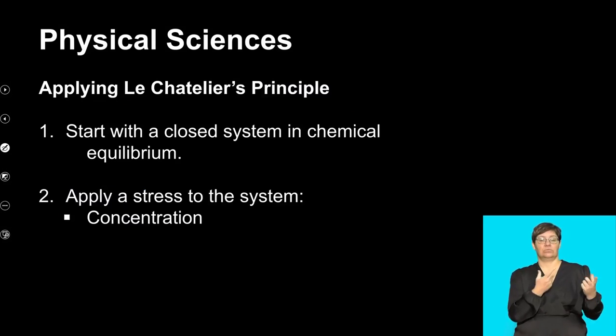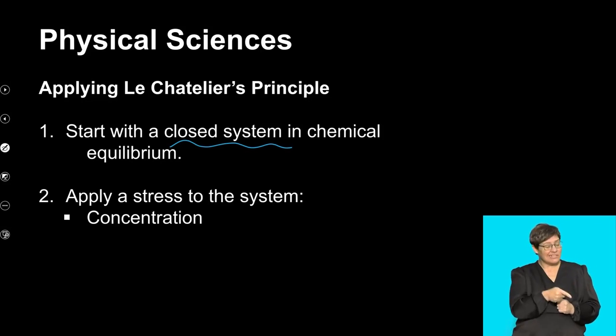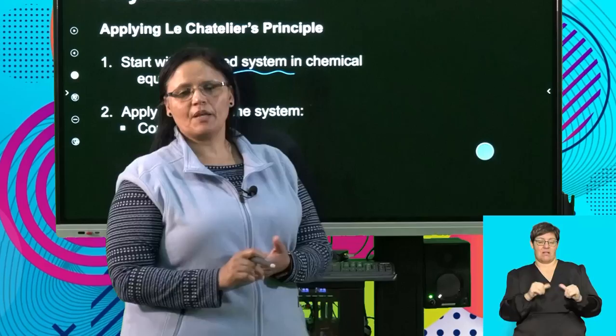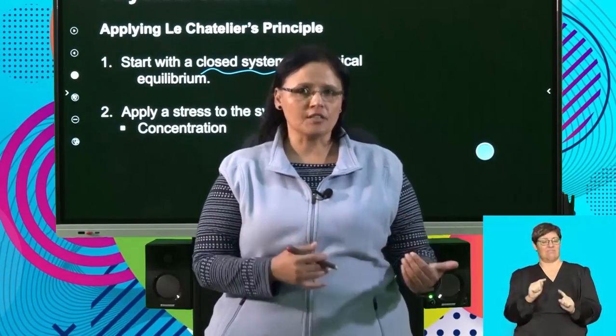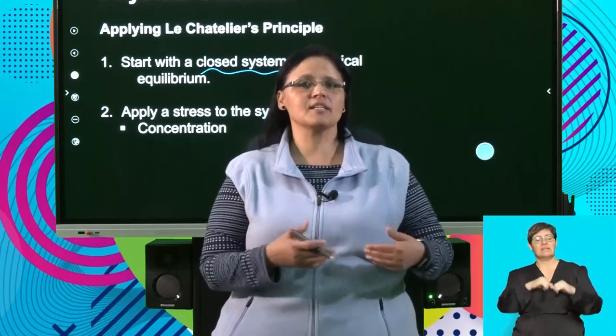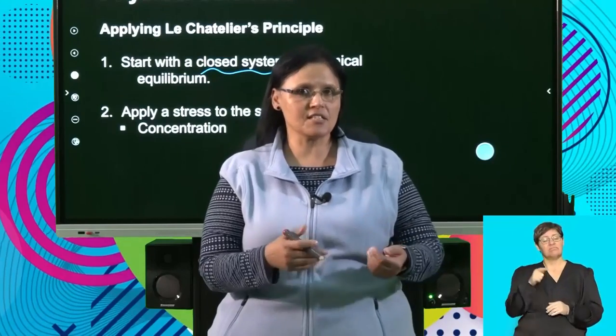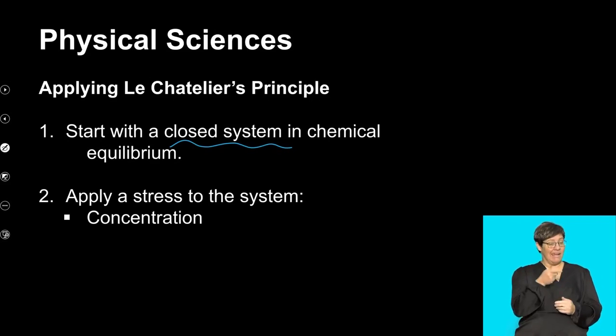So when we're going to apply Le Chatelier's principle, we must remember that we always start in a closed system, and the closed system is normally in chemical equilibrium. If the system is not in chemical equilibrium, we cannot apply Le Chatelier's principle. So Le Chatelier only comes in when a system has reached equilibrium and there is a stress on the system. So we will apply the stress to the system, and the first one that we will apply is the concentration.